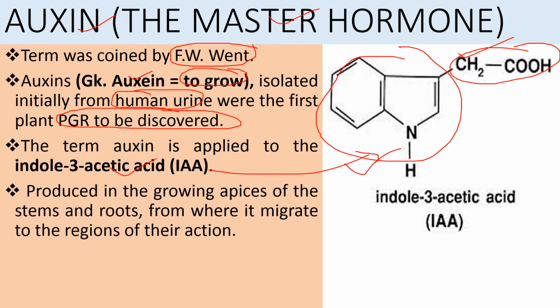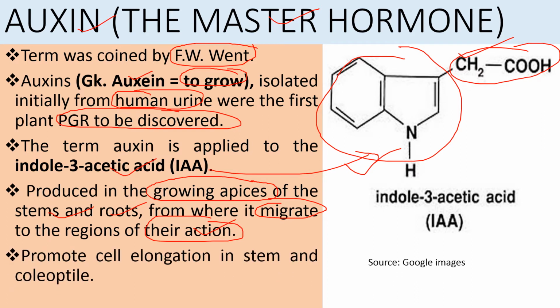It is mostly produced or synthesized in the growing parts of the plant, mostly in the apices of stem and roots, और वहाँ से ये migrate होता है उन parts में जहाँ पे इसकी requirement होती है, and migrate to the regions of their action, जहाँ पे ये अपना function show करता है. So mainly it helps in promoting the cell elongation in stem and coleoptile. Coleoptile is the embryonic shoot of some grasses.